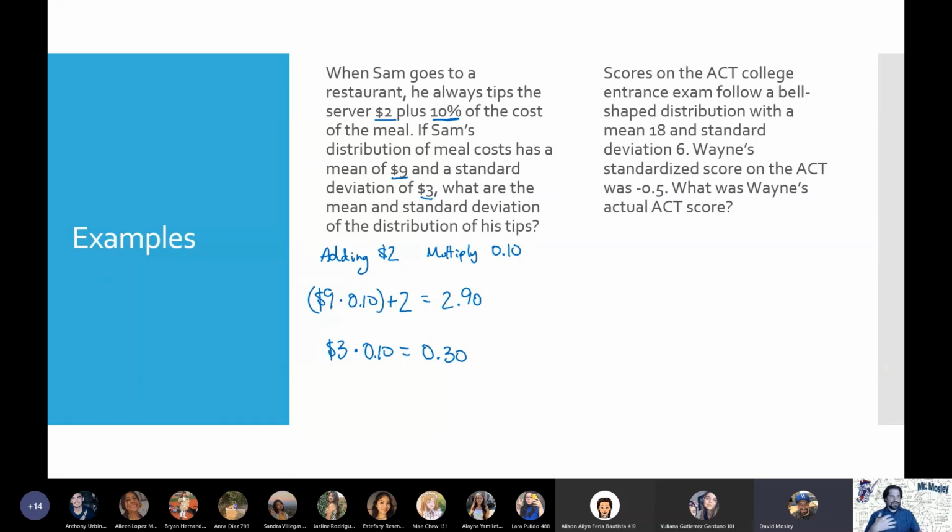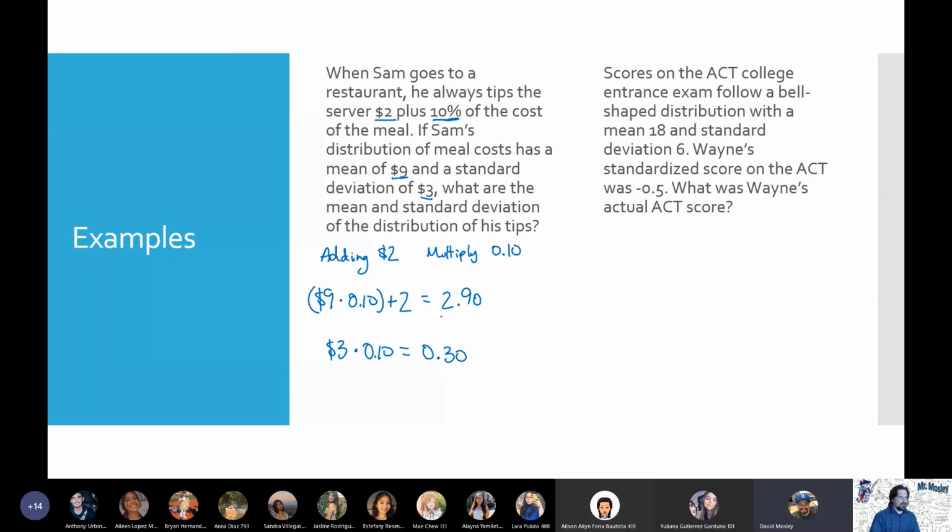Again, we did this based on those two lists of the properties. Adding and multiplying have an effect on the mean; they shift the value. Multiplying is the only thing that changes the value of a standard deviation. When I add, it's going to shift that data set, but the standard deviation is going to stay the same. So adding or subtracting doesn't change the value of a standard deviation. Only multiplying or dividing will. So that's why we don't have to worry about that $2.